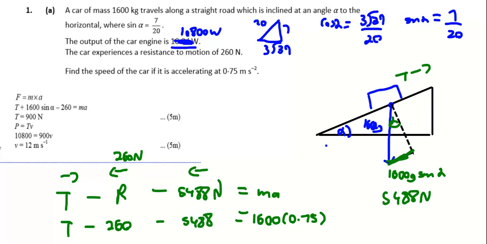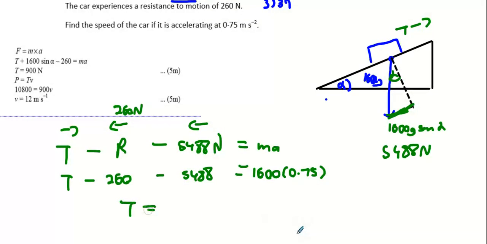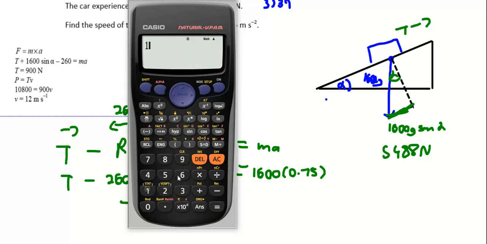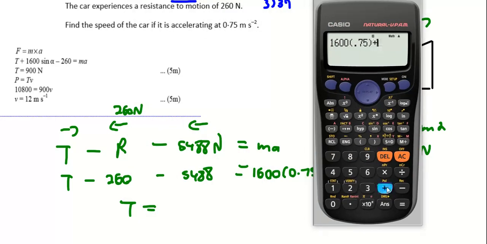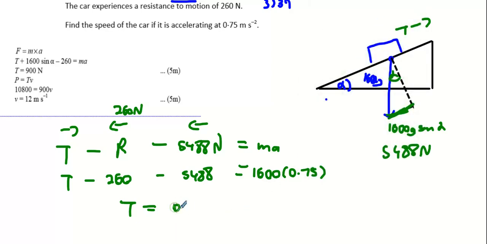I'm going to bring everything over to one side and isolate T on its own. So T equals 1,600 times 0.75 plus 260 plus 5,488, and I get 6,948, which makes sense. And then your power equals T times V.